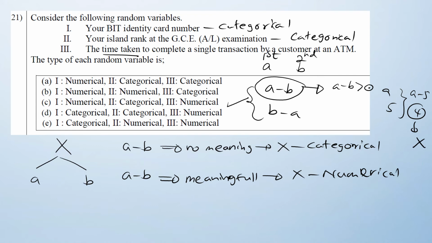So, the third random variable will be a numerical random variable. So, the answer is categorical, third one numerical, D. Answer is D only.